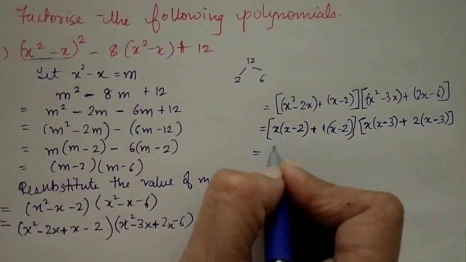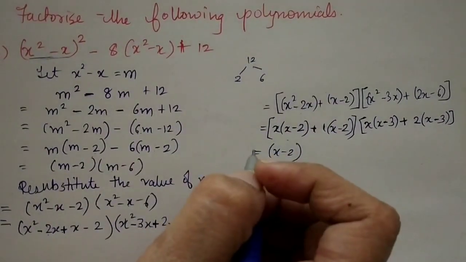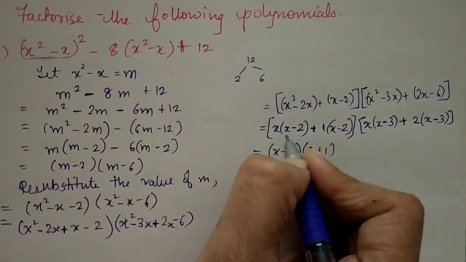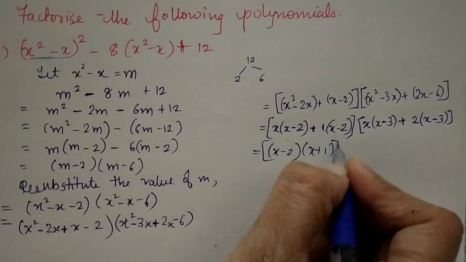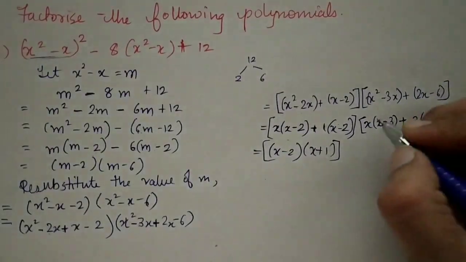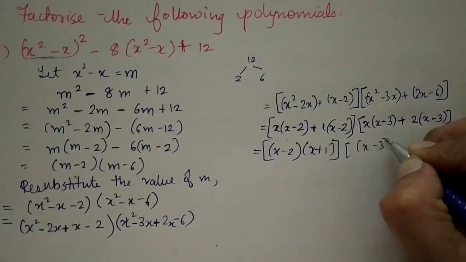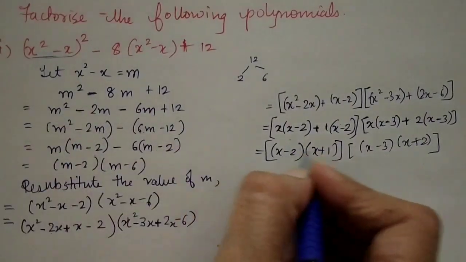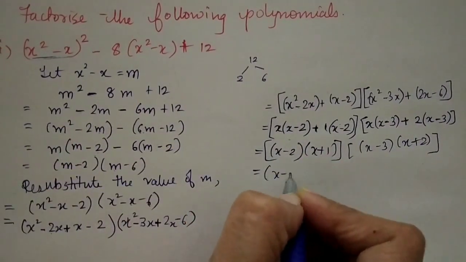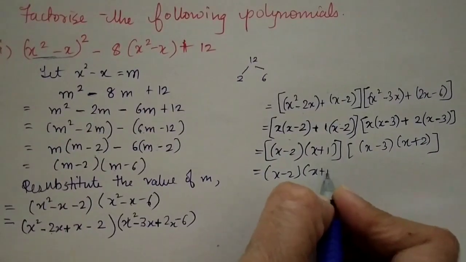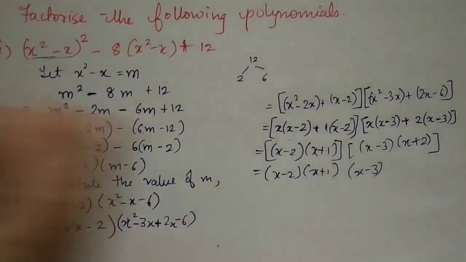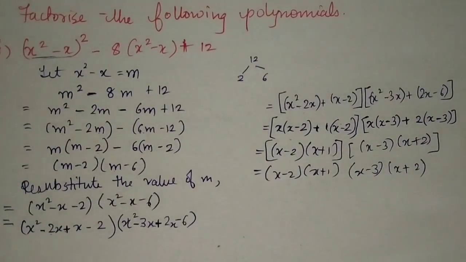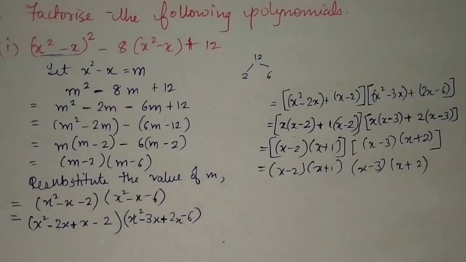Let us write down x minus 2 will be one bracket. Yes, and x plus 1 will be the another bracket. X minus 2 for this and x plus 1 for this. Similarly here, x minus 3 will be this and x plus 2 for this. Okay, now you can open the brackets. They are on multiplication only, so we can write down together x minus 2, x plus 1, x minus 3, x plus 2. Okay, let us proceed towards the next question.